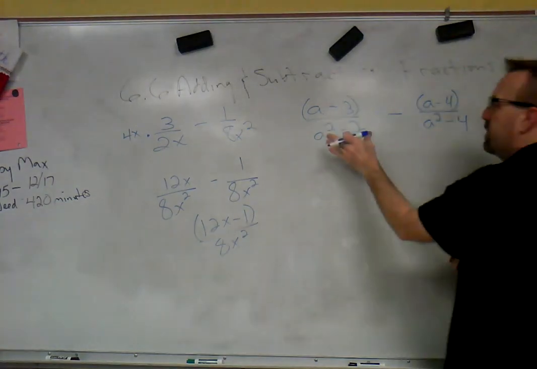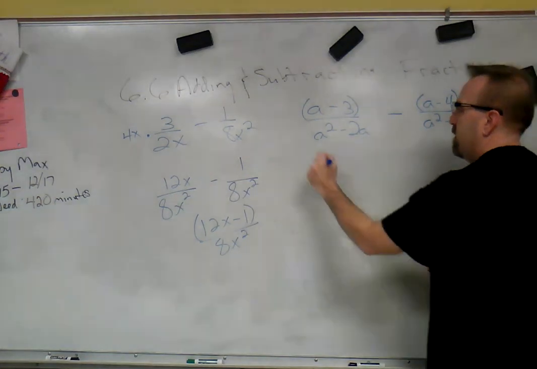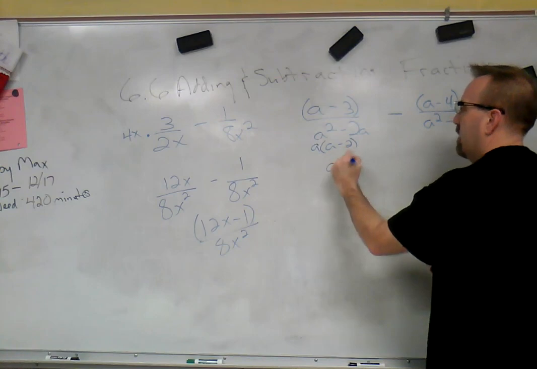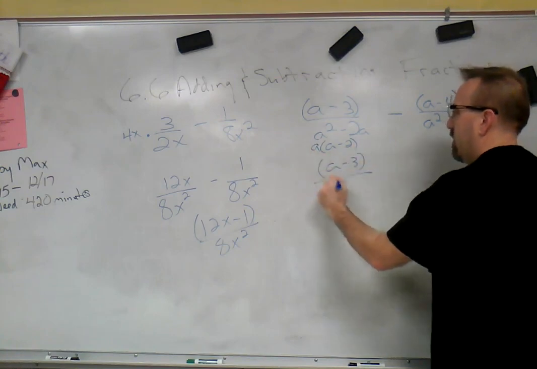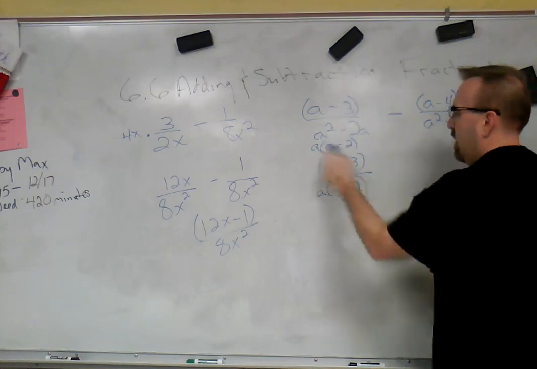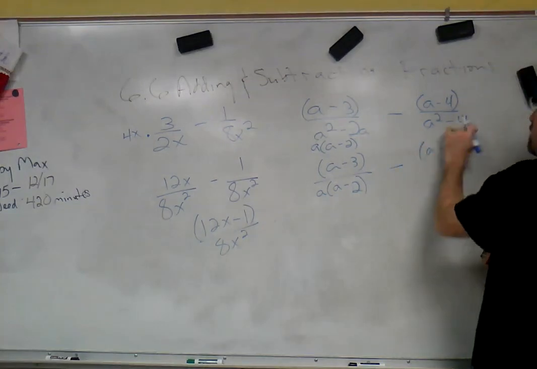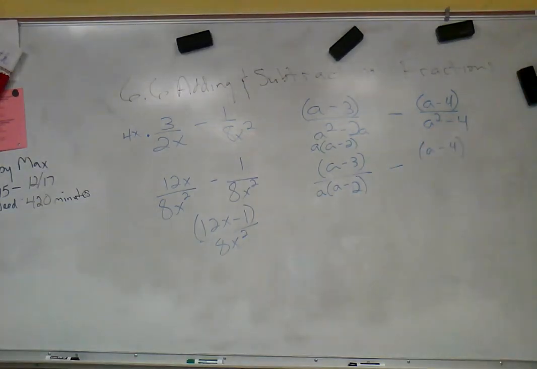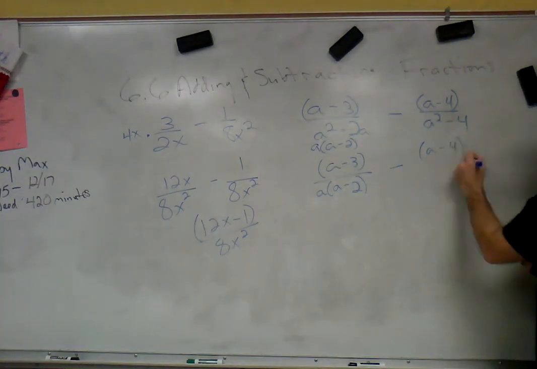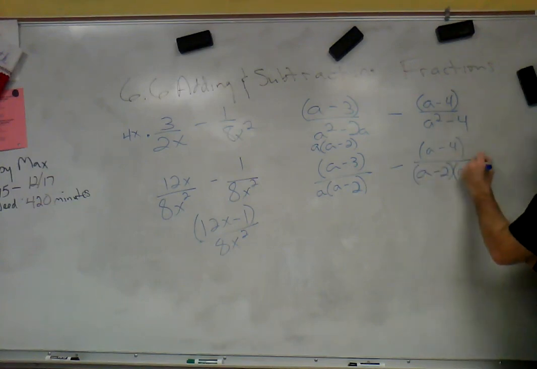Now let's look at the bottom two. Is there anything common in these two parts? A. So if we took out a, we get a minus 2. So I'm going to rewrite that side. So we have a minus 3 over a times a minus 2. And a minus 4. Could we factor that? We have the difference of 2 squares. So a minus 2, a plus 2.